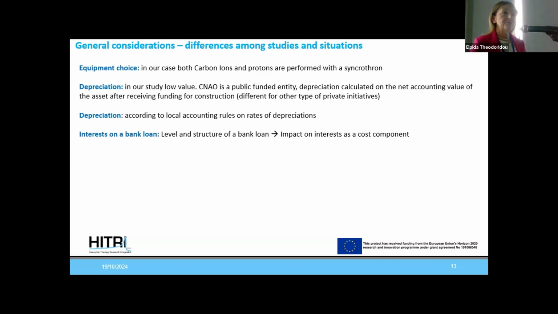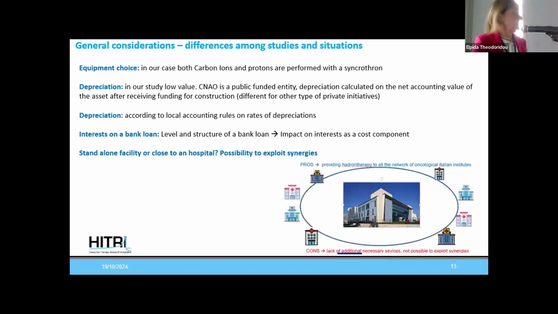And for example, interest, if we pass through from the level of ABC to a level of allocating indirect cost, interest on a bank loan. If we have a bank loan, obviously the cost is higher. And then the last question is, the analysis is performed in a standalone facility or a facility close to an hospital? This is a good question, because if the facility is placed close to an hospital, there is a possibility to exploit synergies. If it is a standalone facility, there should be other advantages, for example, to be at the disposal of a network of all oncological hospital in the region. But this is a hot subject of discussion.